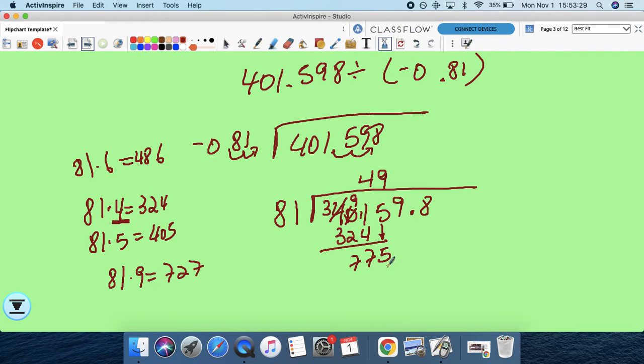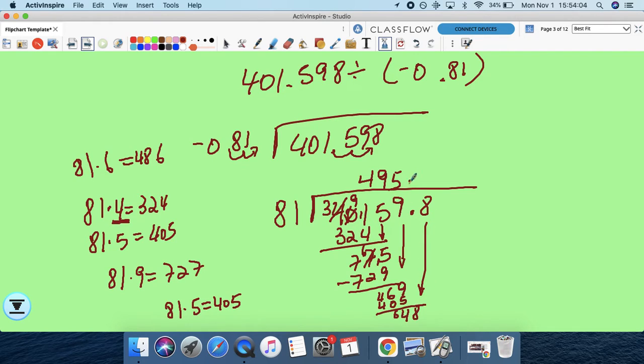9 times 1 is 9. 9 times 8 is 72, 729. Subtract. 7 becomes a 6, and this becomes a 15. 15 minus 9 is 6. 6 minus 2 is 4. Bring down the 9. This is going to be 5 times. So 81 times 5 is 405. I'll put 5 over here. 405. 6 minus 0 is 6, 9 minus 5 is 4, and then bring down the 8.